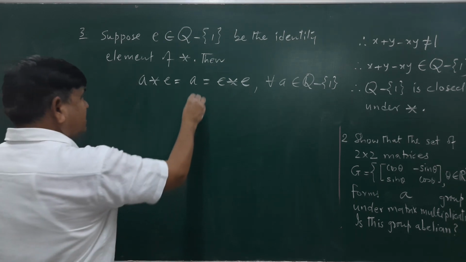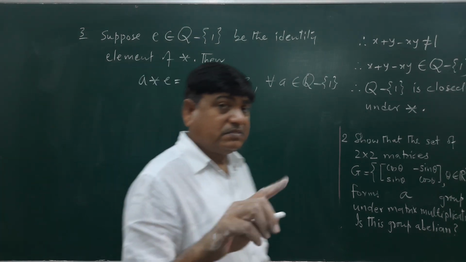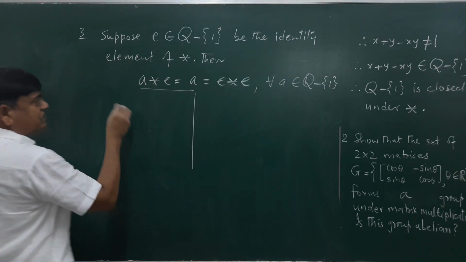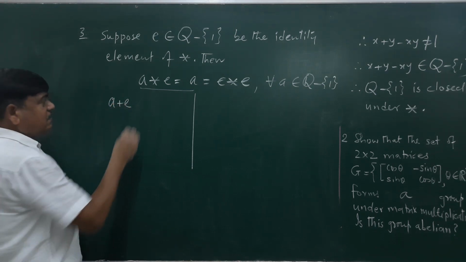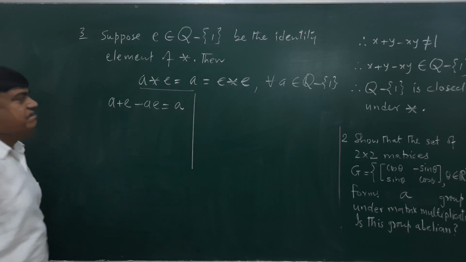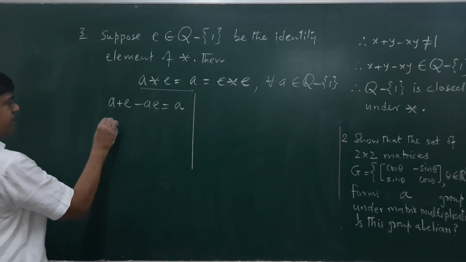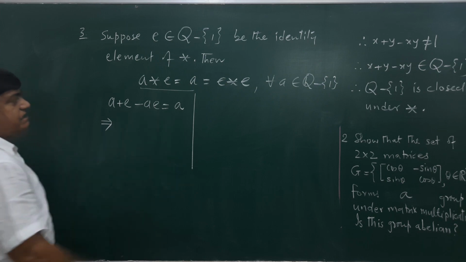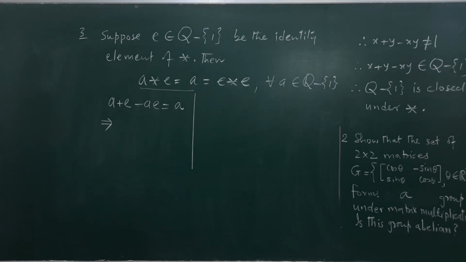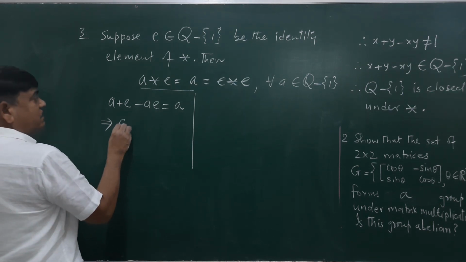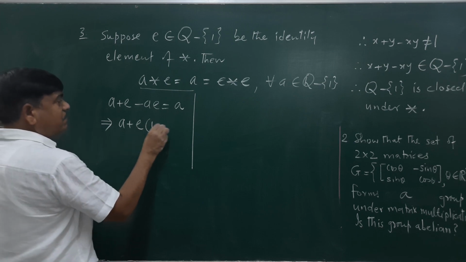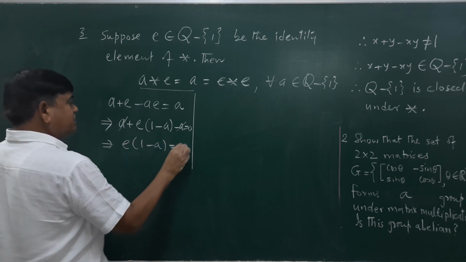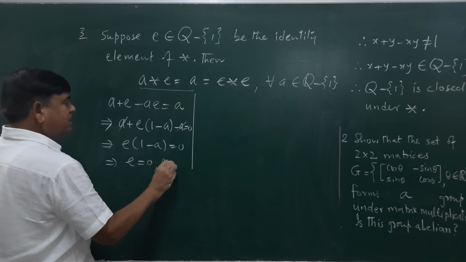ये तो सिखाया था आपको. Always remember, both way you have to calculate, left and right. So let us simplify this. A *, the definition, A plus E minus AE equals to A. A plus E minus AE minus A equals to 0. This and this cancel out. E times 1 minus A equals to 0. This implies E equals to 0, A equals to 1.